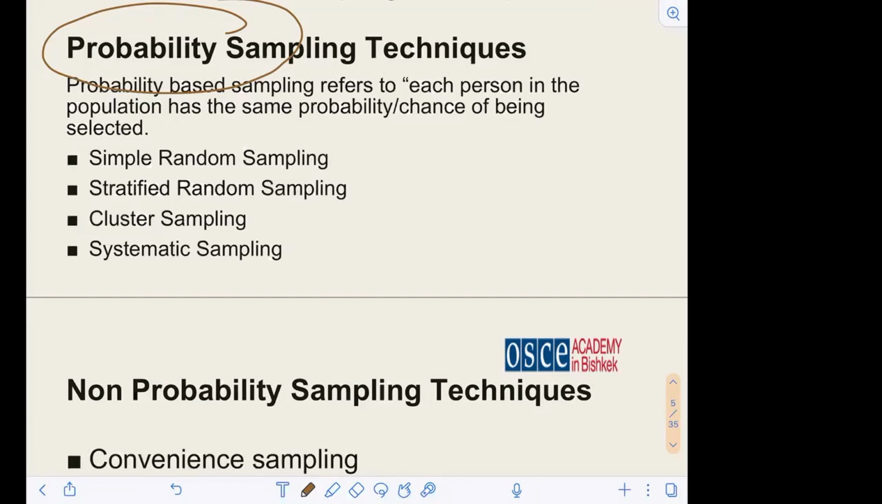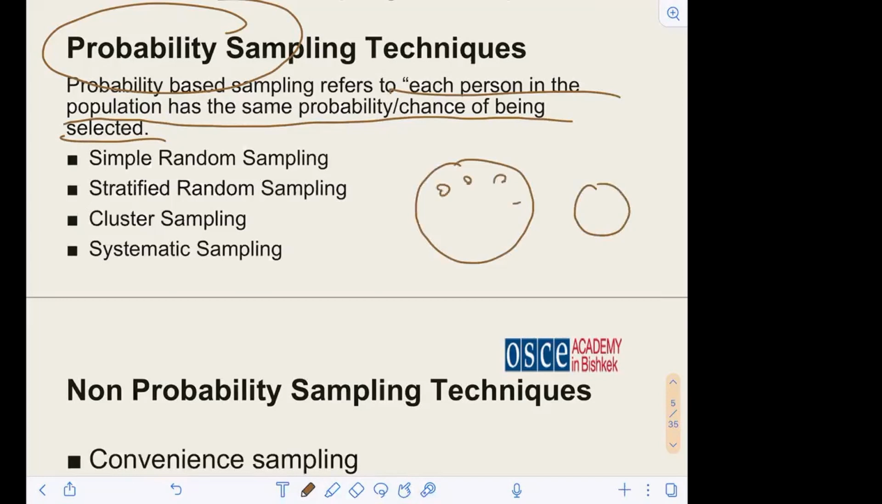So probability sampling basically refers to each person in the population having the same probability and chance of being selected. For example, when you have this population and you have to collect this sample, let's say these are items, these are items, these are items. You can select maybe this, maybe this one, maybe this one. Every item has an equal chance to get selected, right or not?